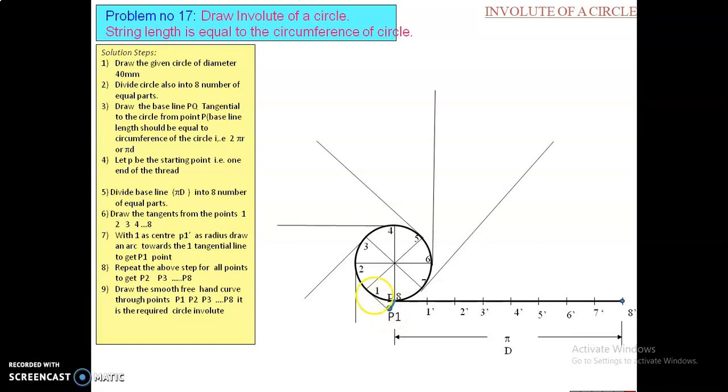Similarly, 2 is the center point and P2 dash, this distance, is the radius. Draw one arc. You will get one more intersecting point here. This is P2. Similarly, 3 is the center point, P3 dash is the radius. Draw another arc. You will get one more intersecting point, that is P3. Similarly, with 4 as center, 5 as center, 6 as center, 7 as center.